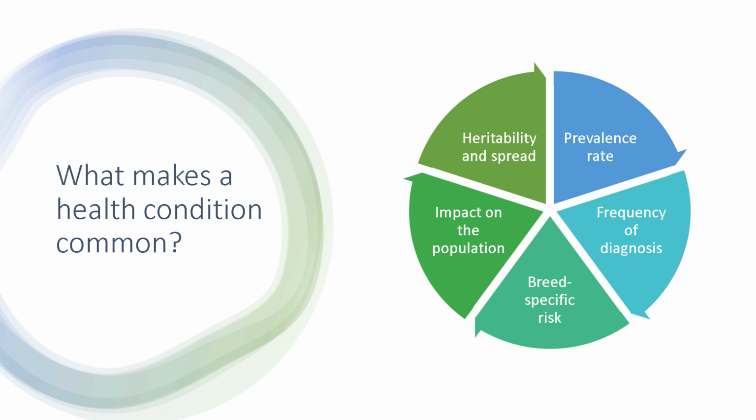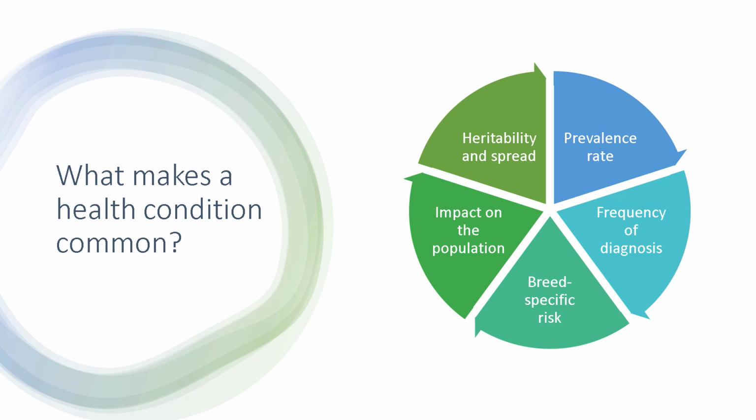Breed-specific risks. Some conditions are not common in all dogs but are very common within certain breeds, for example, elbow dysplasia in Labrador Retrievers or hip dysplasia in German Shepherds. If a large percentage of a breed suffers from a condition, it may be classed as common within that breed, even if it is less common across all dogs.